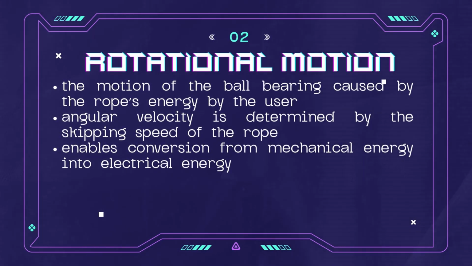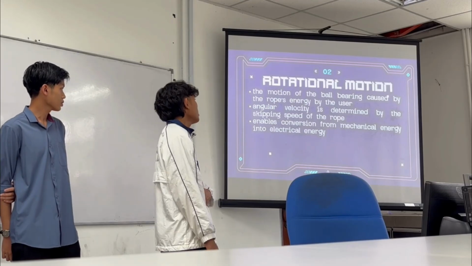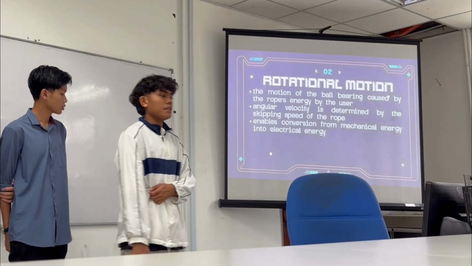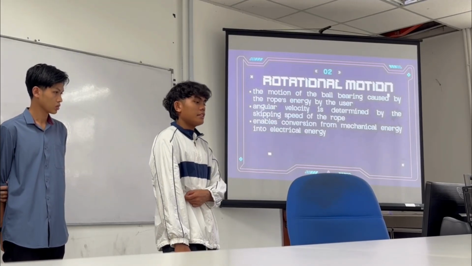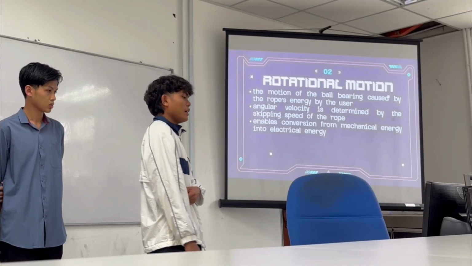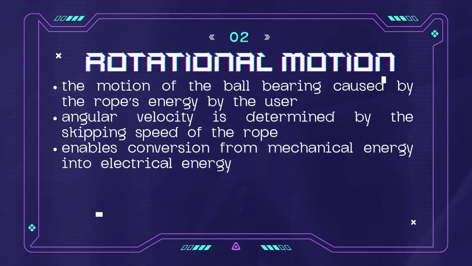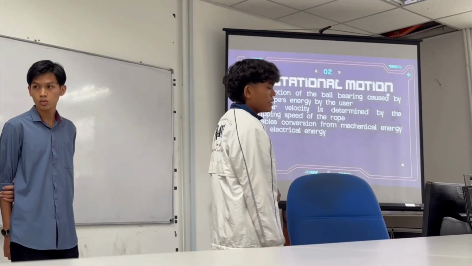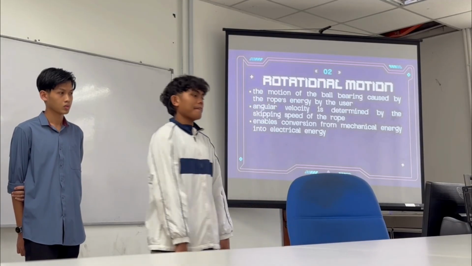Next, rotational motion. For the first concept, the motion of the ball bearing is caused by the rope and by the user. Angular velocity is determined by the skipping speed of the rope. So it means that the faster we skip the rope, the more electricity will be generated. The last one is enabling conversion from mechanical energy into electrical energy, and this conversion is via the DC motor itself.